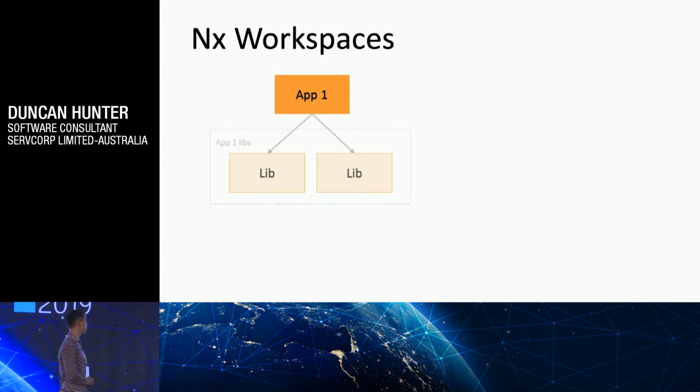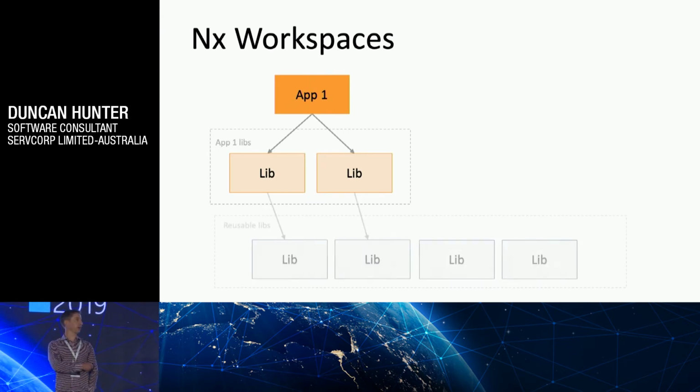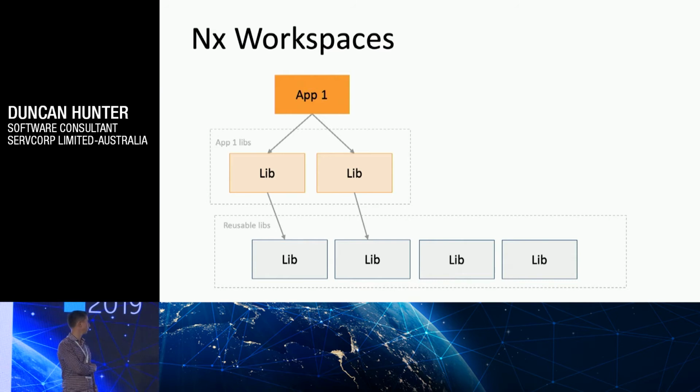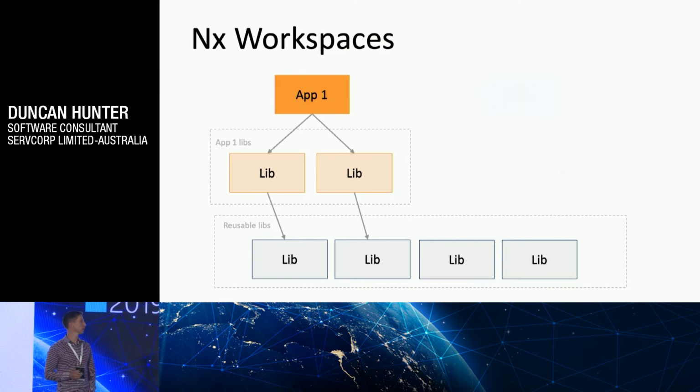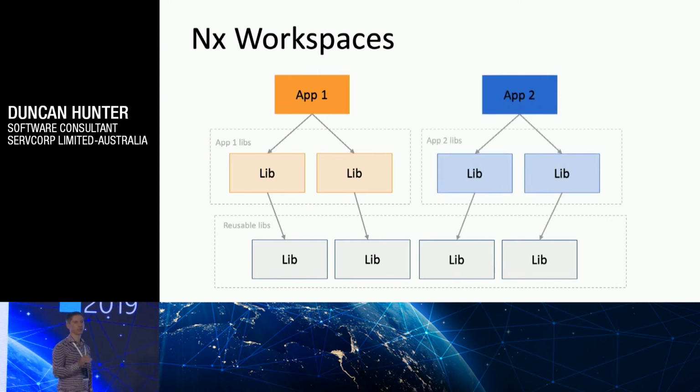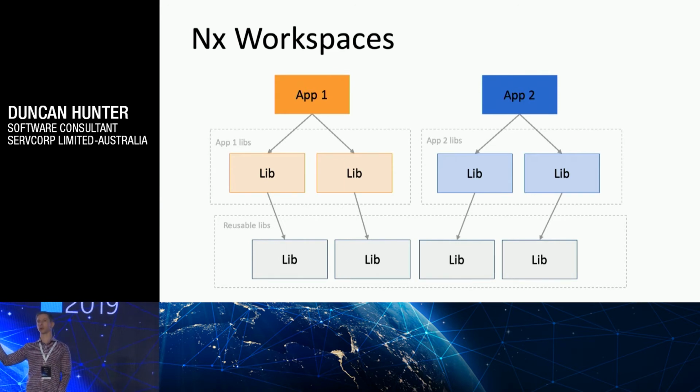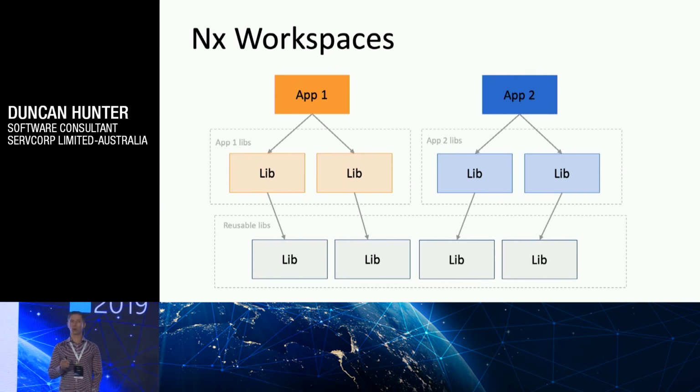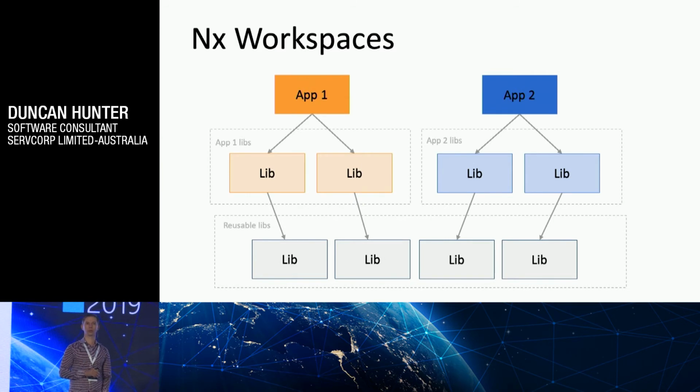You might have app 1 with some libs, and this should look familiar from what I showed you before. And then you might have a whole bunch of shareable libs. Some libs are just for the app, and other libs are just for everybody. And then you might have another app that has some libs that are just for them, and then a whole bunch of shareable things. But you have really clear boundaries around what is shareable and what isn't. And the tooling will give you linting errors if you try and use something from another app and you're not meant to. And the way you use something shared is much more open than something that's not.